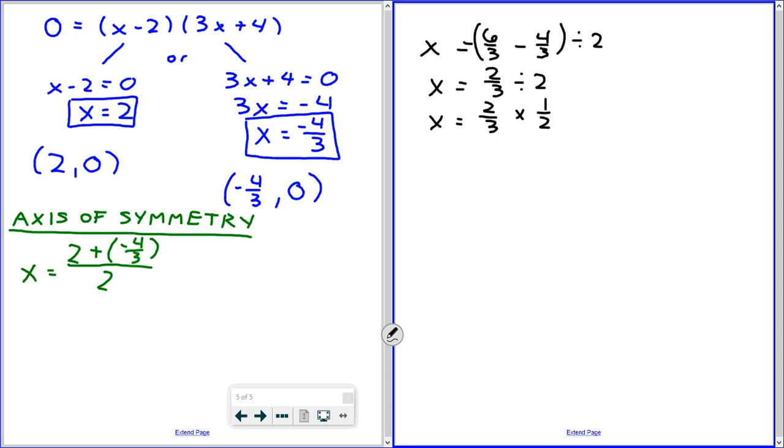Yeah. So what we did, very good, is we just call that 2 over 1. This we call 2 over 1. And then we flip the divisor to 1 half. So that works out to 2 over 6, which is going to be 1/3.